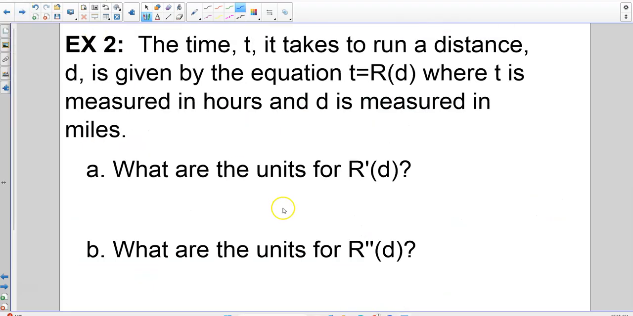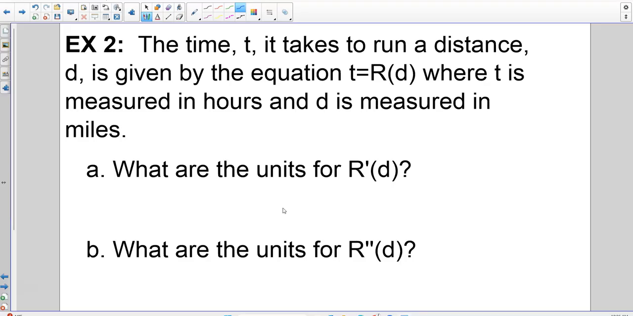Okay, so let's look at the next one. The time t it takes to run a distance d is given by the equation t equals capital R of d, where t is measured in hours and d is measured in miles. This one you have to be really careful on, because when I see t is measured in hours and d is measured in miles, I automatically think the answer is miles per hour. But it is not for this one.